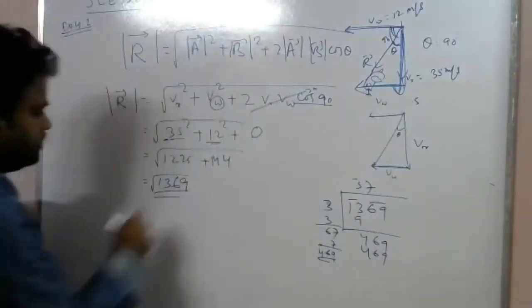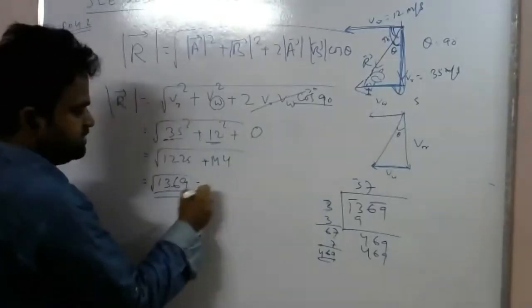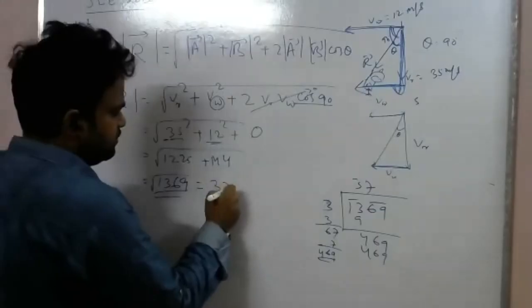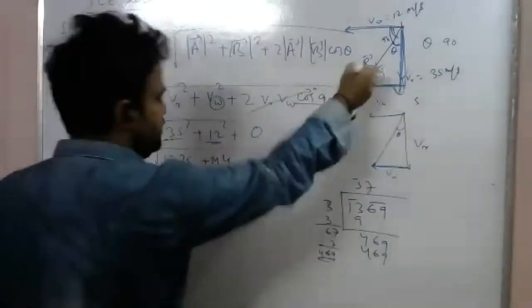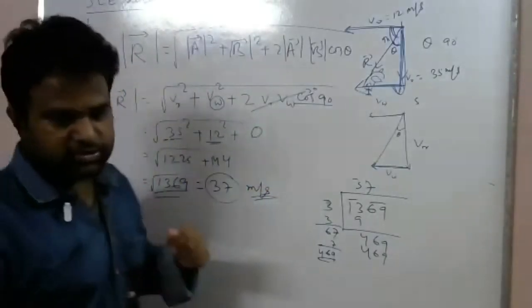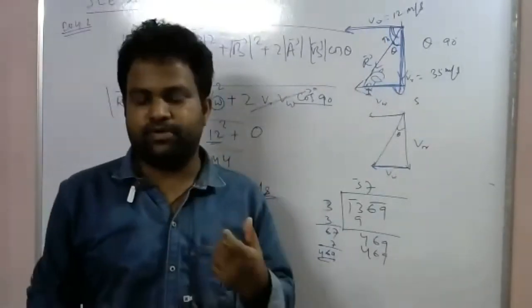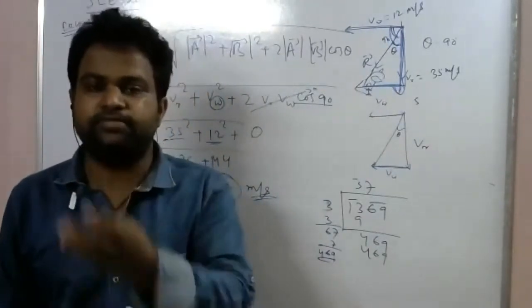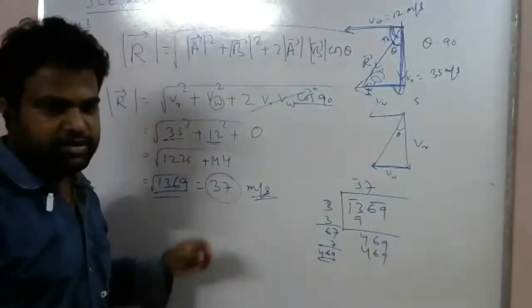So this is a whole perfect square. So the square root of 1369 is 37. Now you got the resultant velocity as 37 meter per second. But this is not the question. Sometimes this also comes: what is the net speed of your rain? Then you can find this 37 meter per second.